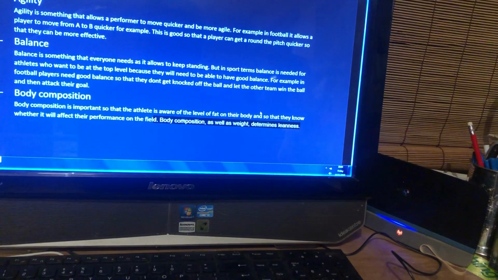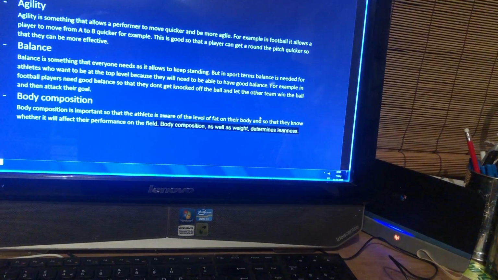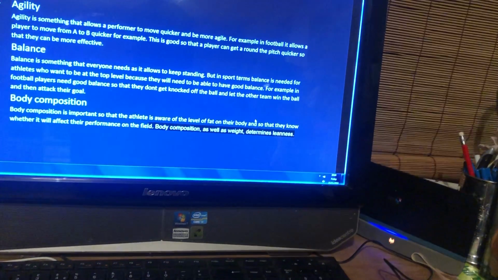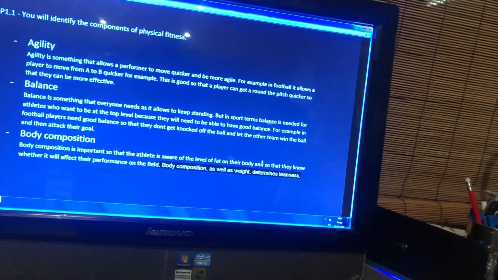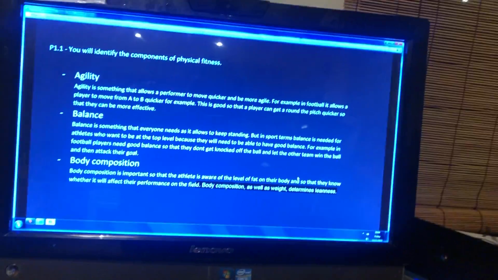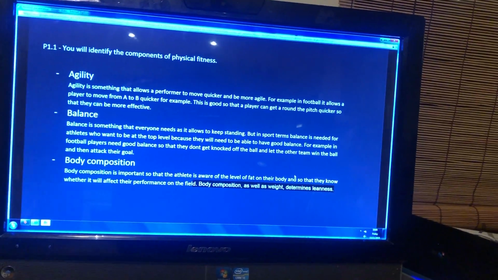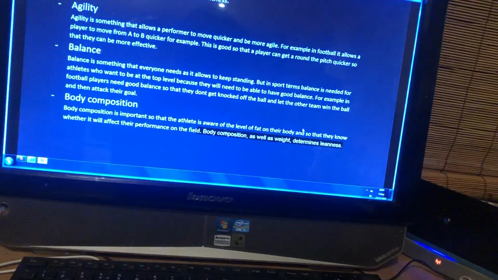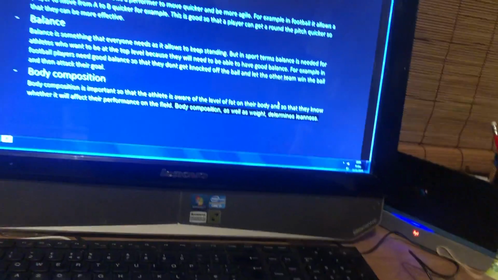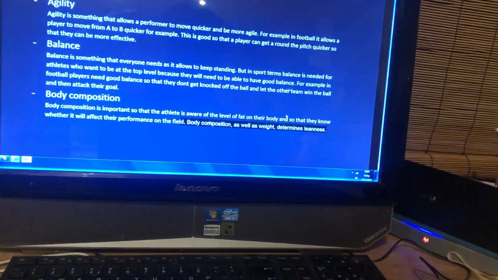Balance is something that everyone needs as it allows them to keep standing. But in sports terms, balance is needed for athletes who want to be at the top level because they will need to be able to have good balance. For example, football players need good balance so that they don't get knocked off the ball and let the other team win the ball and then attack their goal.